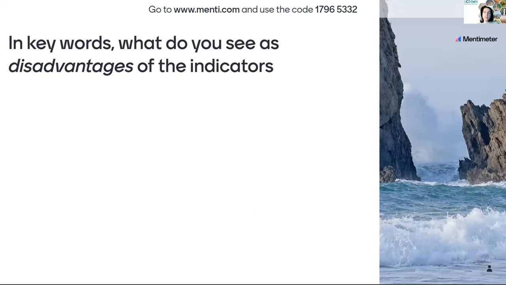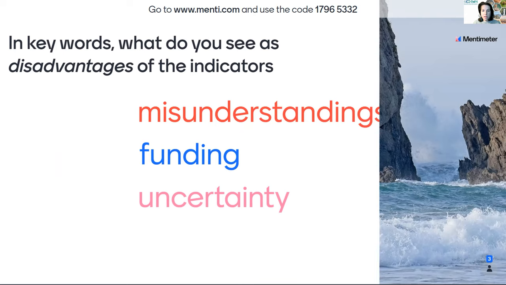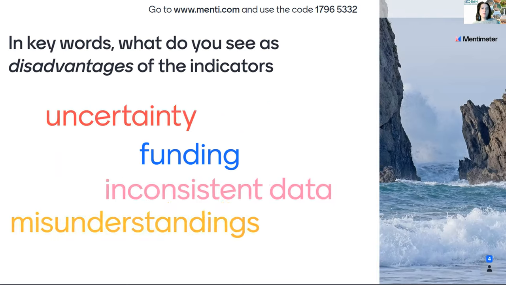So in keywords, what do you see as disadvantages of the indicators? So it might be similar to what you've already expressed in your concerns, perhaps. Funding, someone put in the chat. Misunderstanding. So we'll give this one about 30 seconds, and then we're going to ask Adriana if she can play us one of the recorded videos we had from our speaker from Sweden.